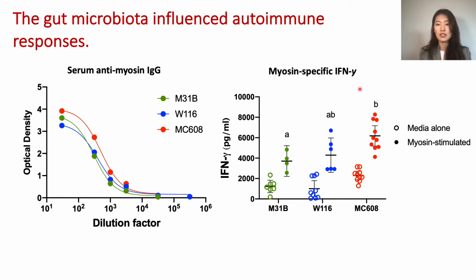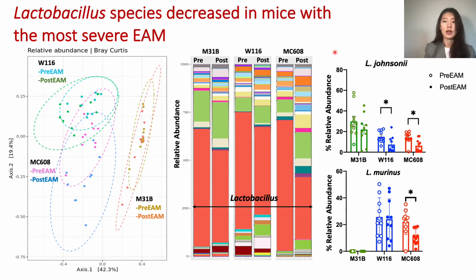And then we also isolated splenocytes from mice and stimulated them with myosin protein to detect T-cell interferon gamma production. T-cells from mice colonized with MC608 also produced significantly greater levels of interferon gamma versus the other two microbiomes. Together, these results indicated that the mice harboring the MC608 microbiome generated the strongest autoimmune responses, which correlates with more severe EAM. We next analyzed the composition of gut microbiota present in fecal samples before and after EAM induction.